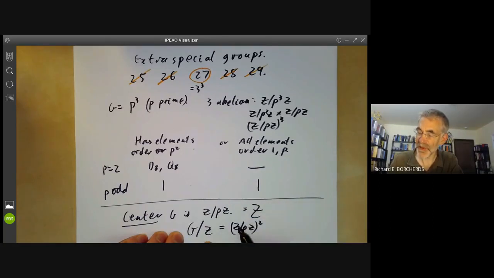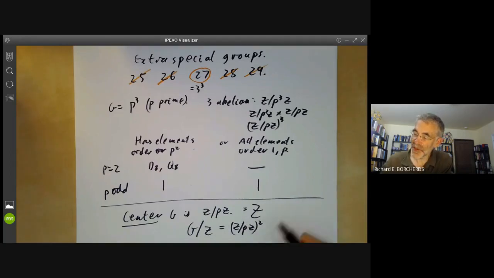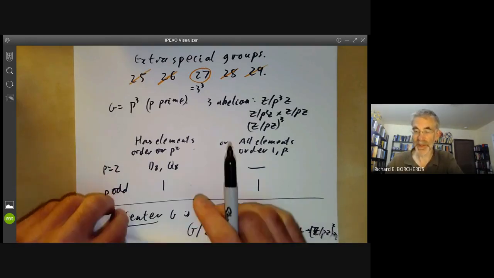I'm using Z in 2 different ways. Here it means the integers, and here it means the center of G. Sorry about that. It's standard terminology in both cases. That's because G modulo its center can't be cyclic unless it's trivial. So G sits in an extension like this: 1 goes to Z modulo pZ, goes to G, goes to Z modulo pZ all squared, goes to 1. So it's an extension of an elementary abelian group of order p squared by a cyclic group of order p, and we have to figure out what it is.